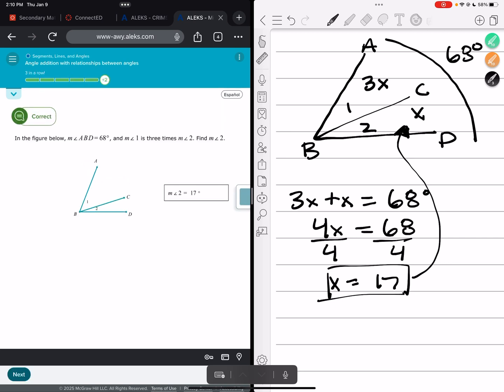And that's how you can use angle addition with relationships with different angles.